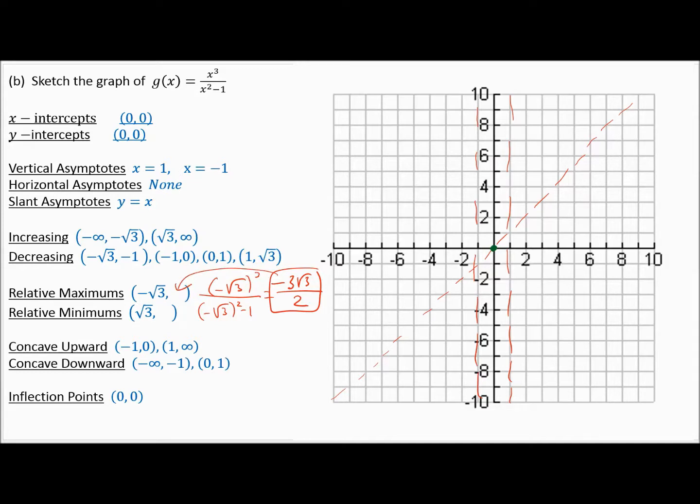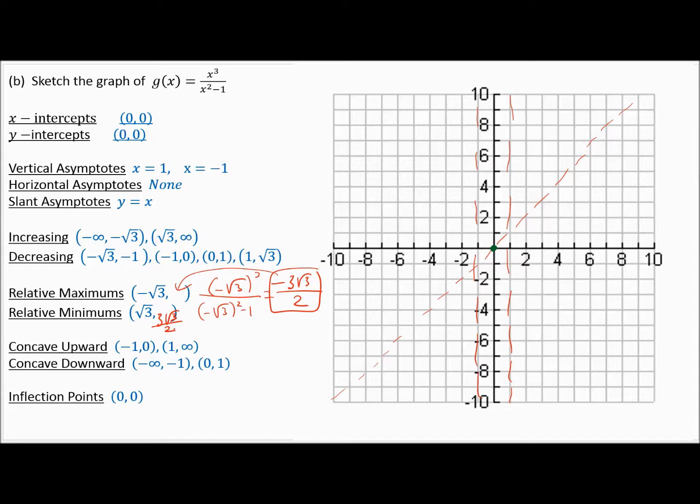Now, our y value, when we plug in positive √3, the only difference we're going to have is that the numerator is going to be positive. The denominator is going to be identical for the same reason. So that would be +3√3 over 2. Now we can find out how big that is so we know where to plot that point.